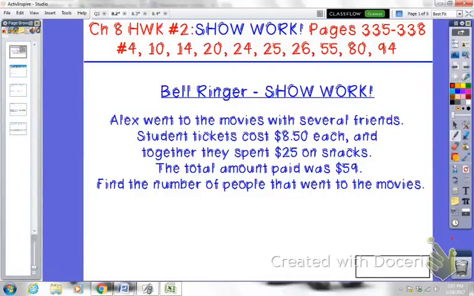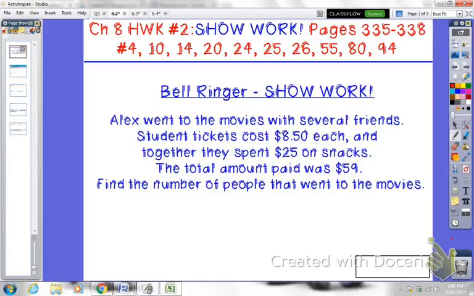Alright, this is lesson 8.2. The homework there is up at the top for homework number 2. Make sure you show work, solving equations. It's very important to show your work in an organized way, and we'll model how to do that in today's lesson. So it's important to go over this bell ringer because it relates to today's lesson.